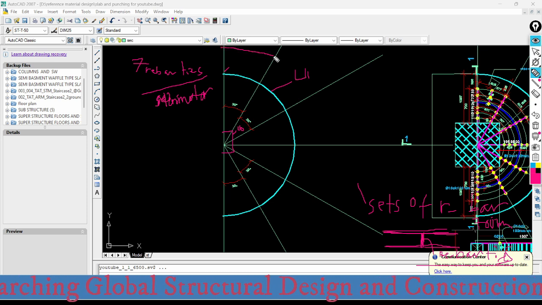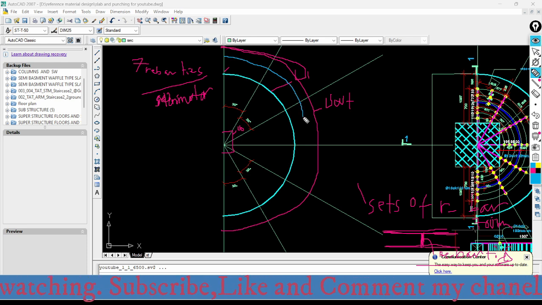And here we have U out. This one is what? It is U out. And here we have the parameter between the basic parameter and the outer parameter, where the reinforcement bar is located here. And we have the other here, and here, and here.